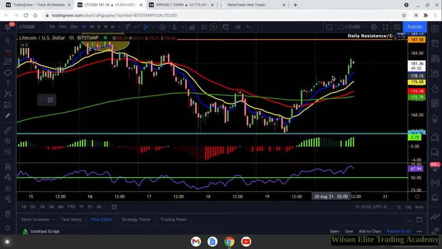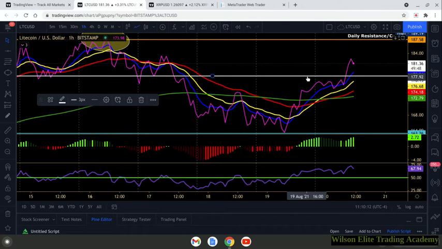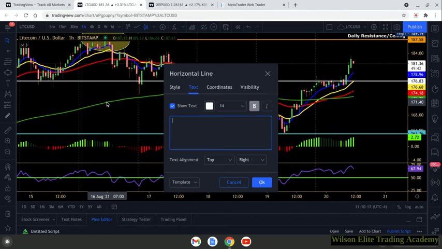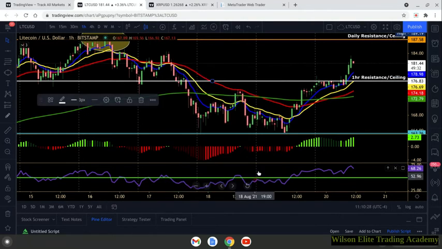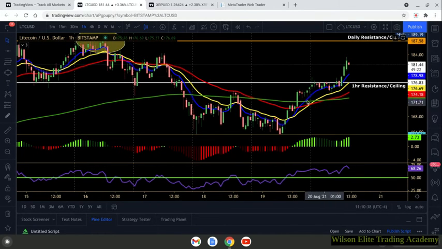So what I want to do is mark off the high of this day. And the high of this day was right here. So use your line chart. Let's bring it down a little bit. Bam. I'll put now 1 hour resistance / ceiling. That's what I'll put. So I know that if price comes back into the zone and tests, then now this is a new support.